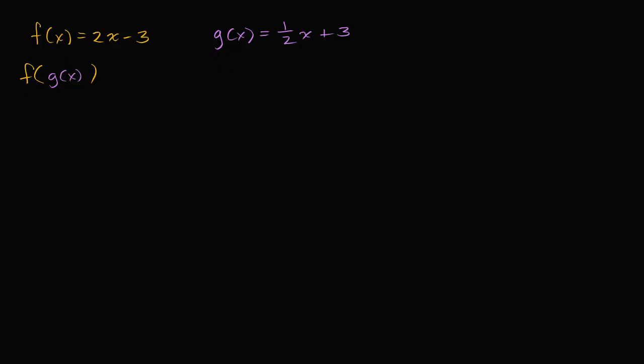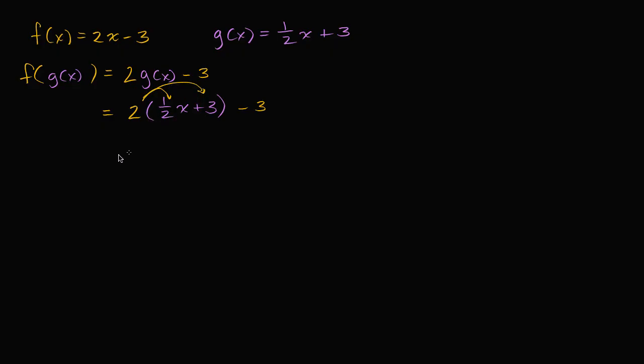So f of g of x is going to be equal to, well, wherever we see the x in our definition for f of x, the input now is g of x. So we'd replace it with a g of x. It's going to be 2 times g of x, minus 3. And this is going to be equal to 2 times, well, g of x is all of that business, 2 times 1/2 x plus 3. And then we have the minus 3. And now we can distribute this 2.